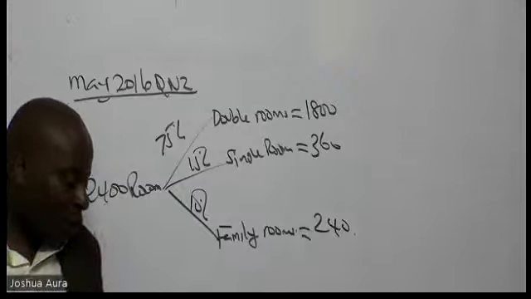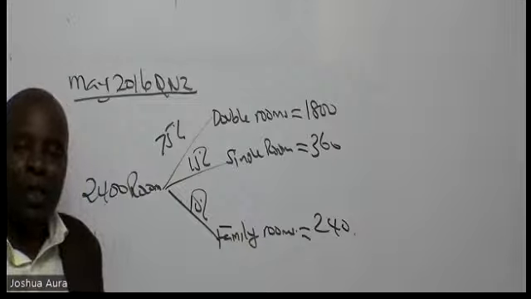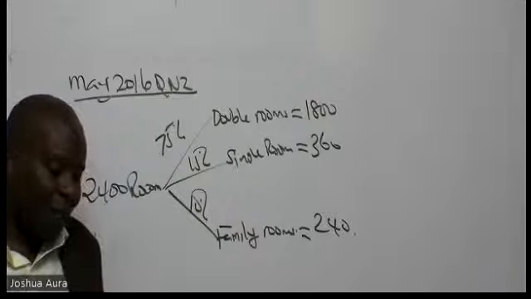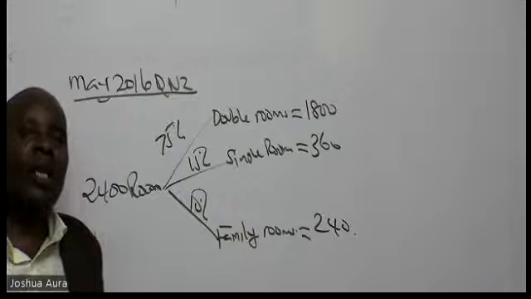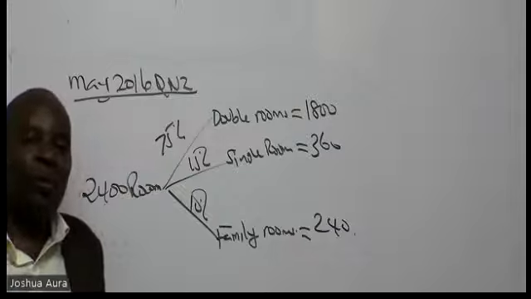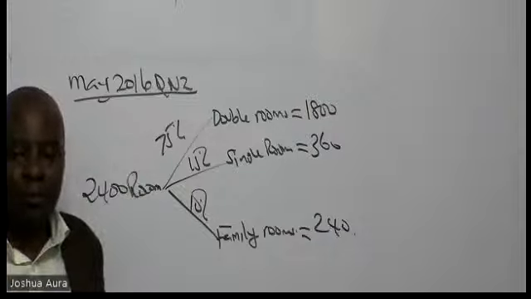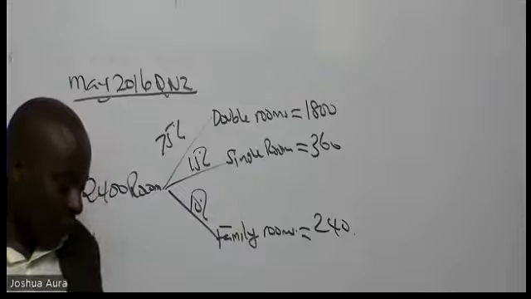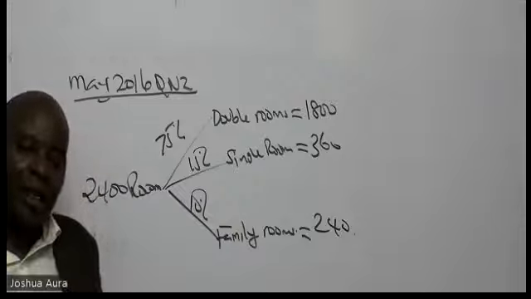Number of guests per room. Double rooms, 2. Single rooms, you cannot sleep with somebody there. Single rooms, 1. Family rooms, 4 people. Note, when occupied, all rooms will contain the number of guests as above when occupied. So you can't come and tell us, you know what, I'm rich. I want a double room and sleep there alone. No, for us, if it's a double room, 2 of you must sleep there. Great. So you're told there, variable cost per guest per night, 1,000.